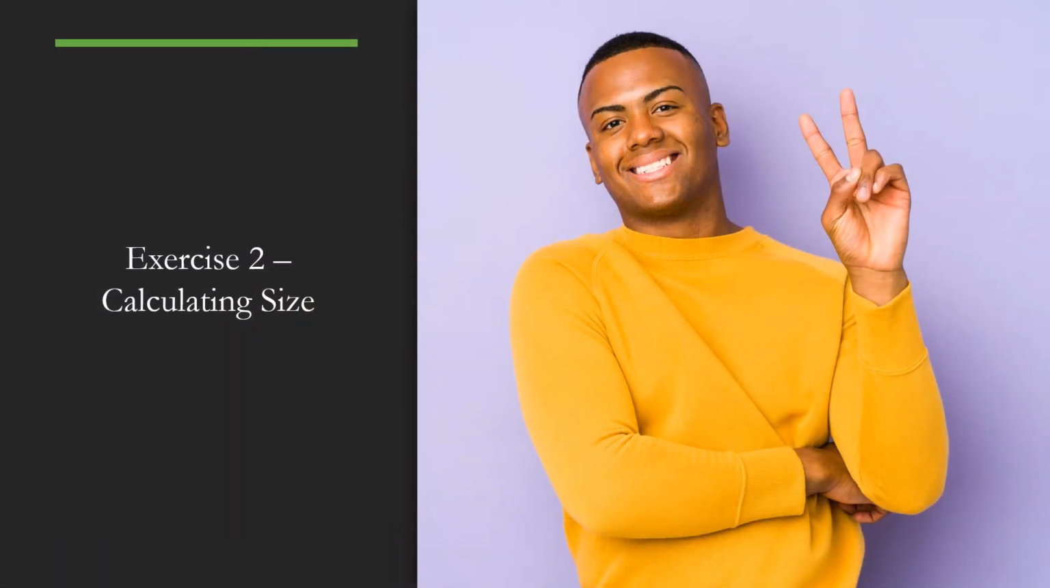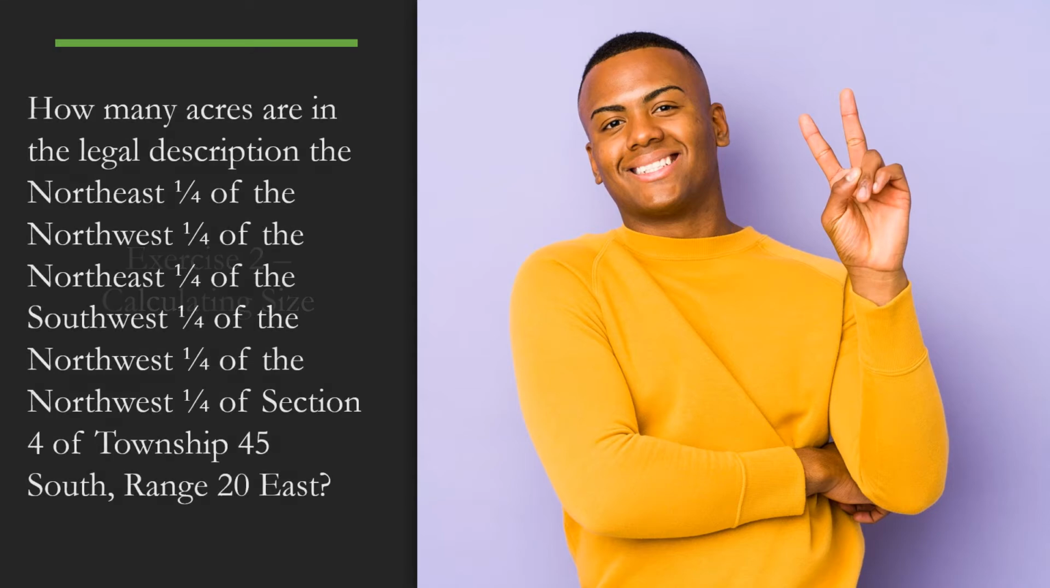Exercise 2, calculating size. How many acres are in the legal description? The northeast 1/4 of the northwest 1/4 of the northeast 1/4 of the southwest 1/4 of the northwest 1/4 of the northwest 1/4 of section 4 of township 45 south, range 20 east.